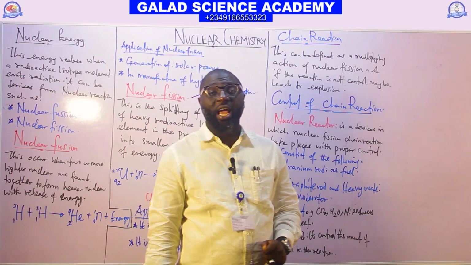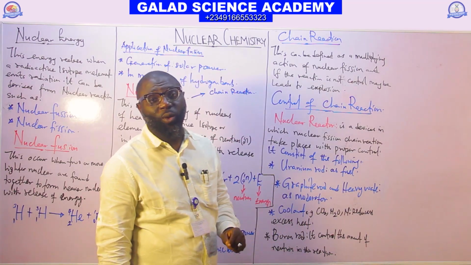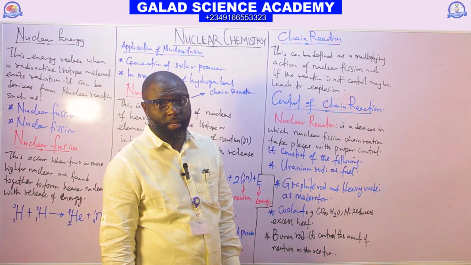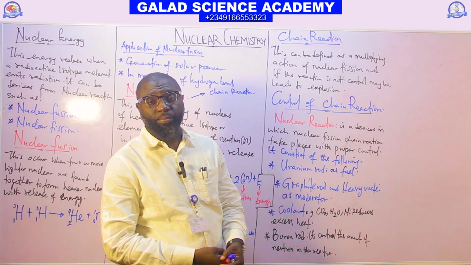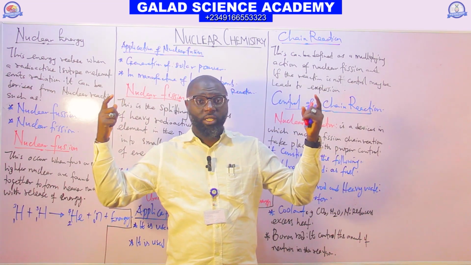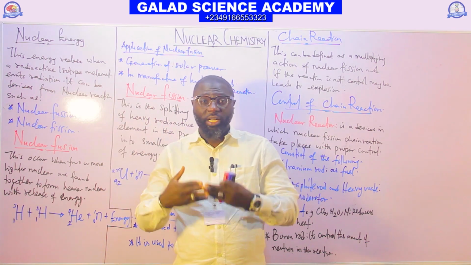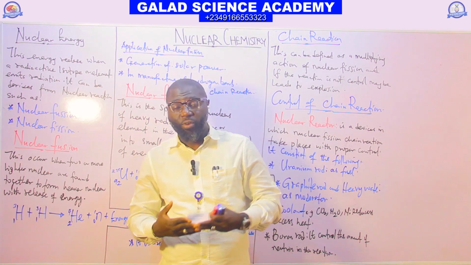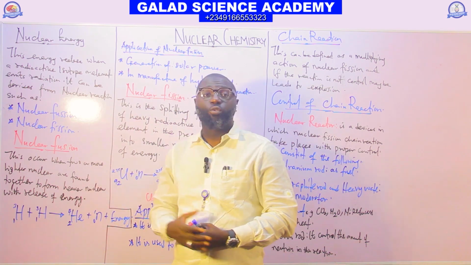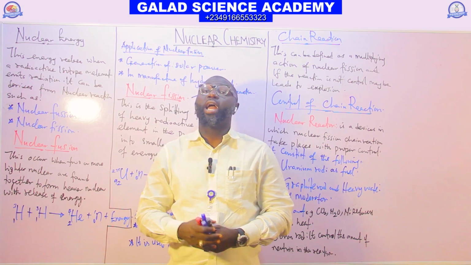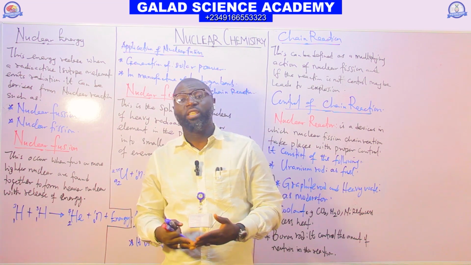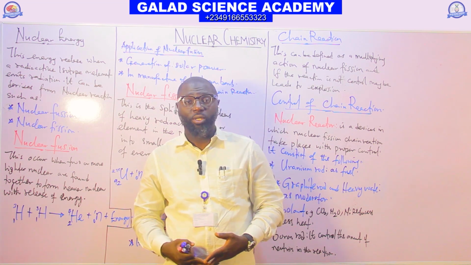The next aspect that we are going to take now is the kinetics of radioactivities. That is where we are going to derive the half-life formula and some calculation aspects of radioactivities, which is known as nuclear chemistry. And then under it, we are going to know how to calculate the mass defect and the binding energy.